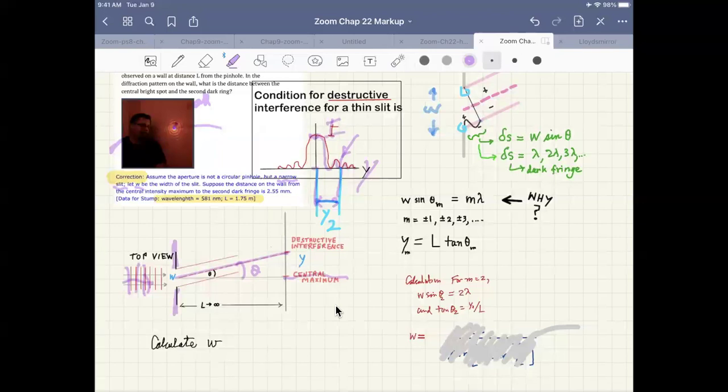Now, actually, we're told the wavelength, we're told the distance to the wall. We're also told the distance between the central bright spot and the dark fringe we're interested in, 2.55 millimeters. So what's the unknown? Well, the unknown is W, the width of the slit.